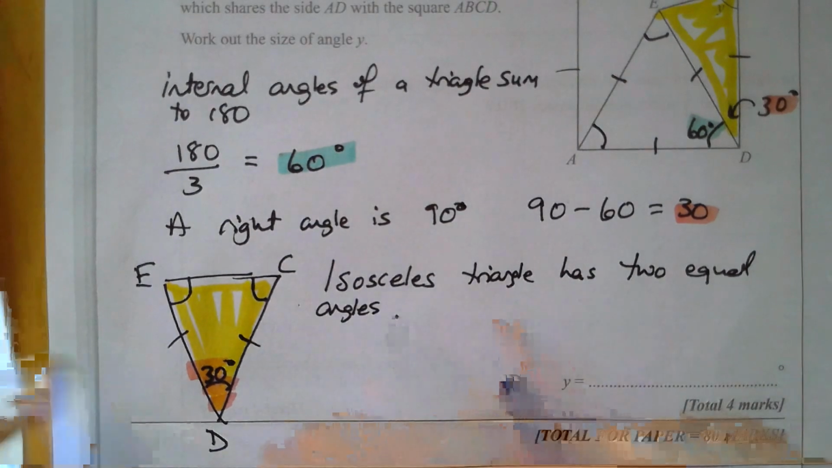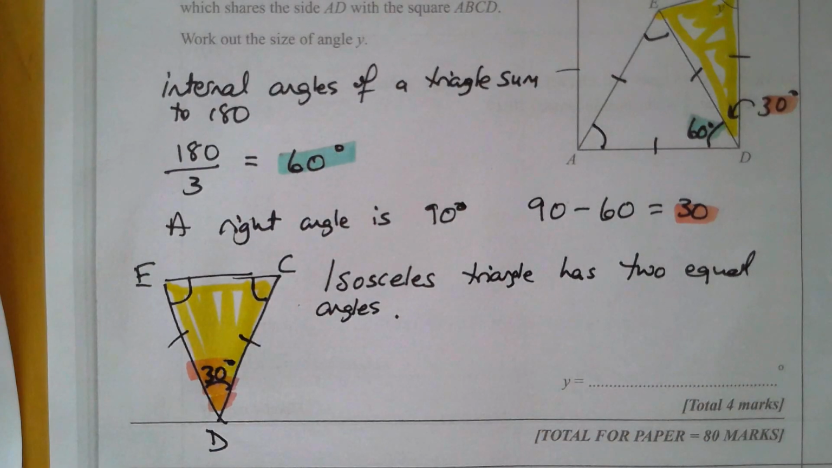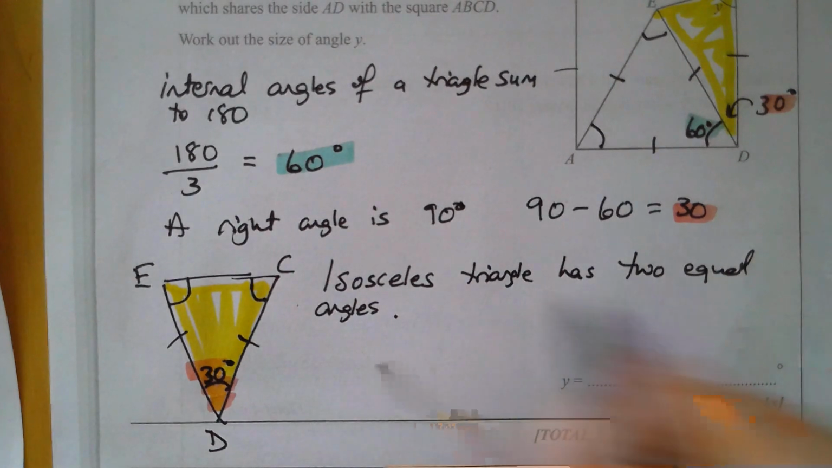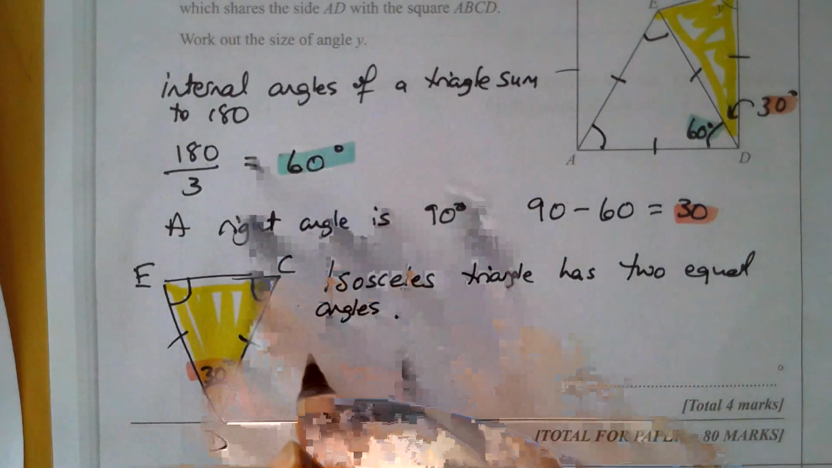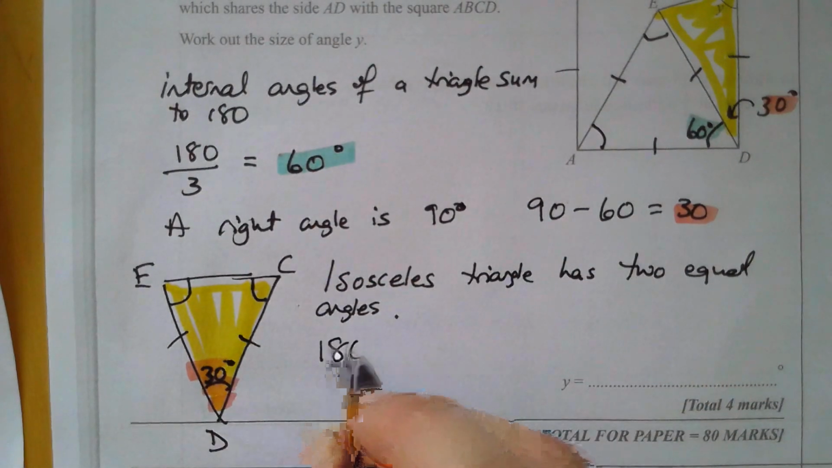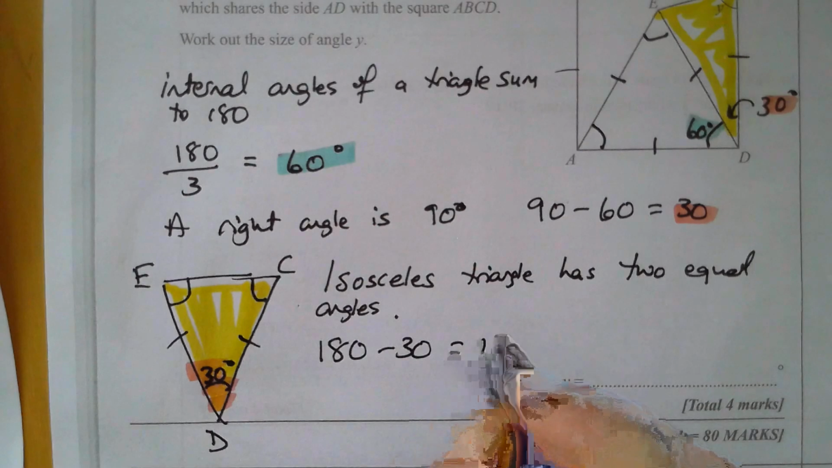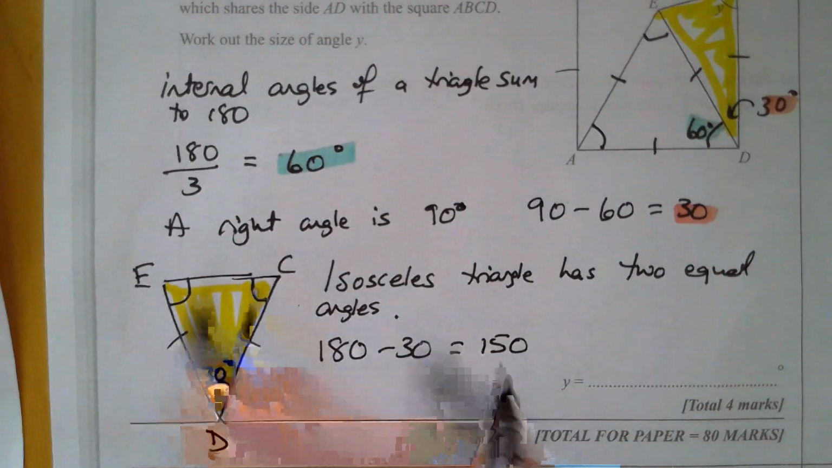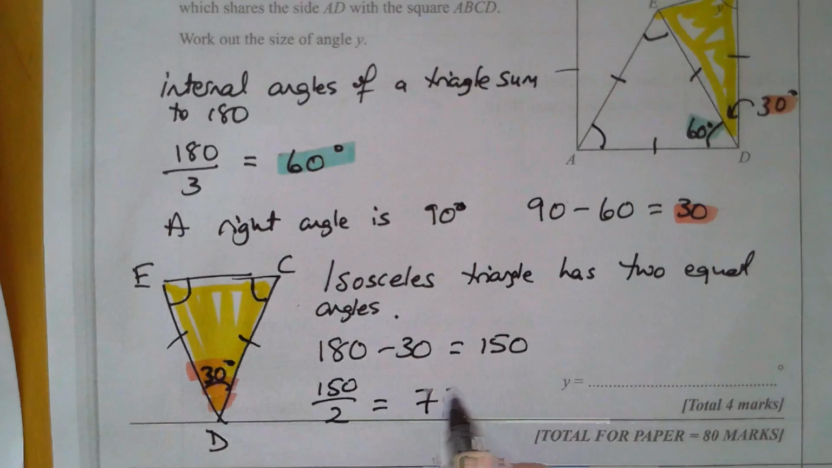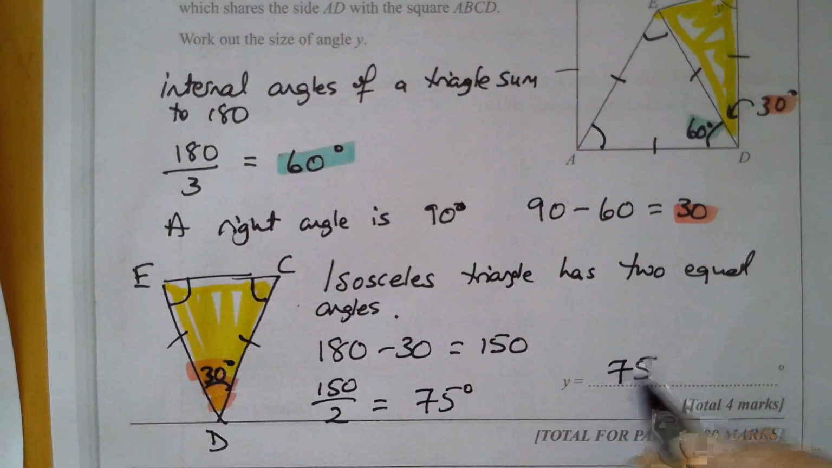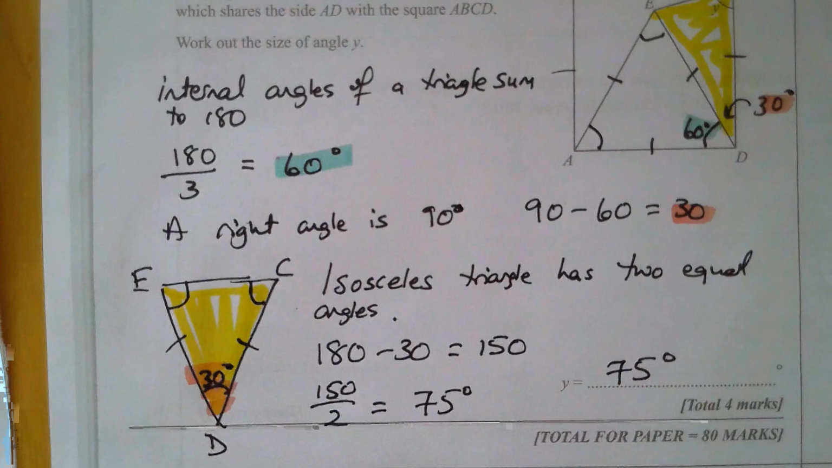Now, this question doesn't actually ask you to write out the reasons. It's always good practice to do that though. Isosceles triangle, all internal angles of a triangle sum to 180. We know one of the angles. Those 2 angles add up to 150. And that's your 80 marks.